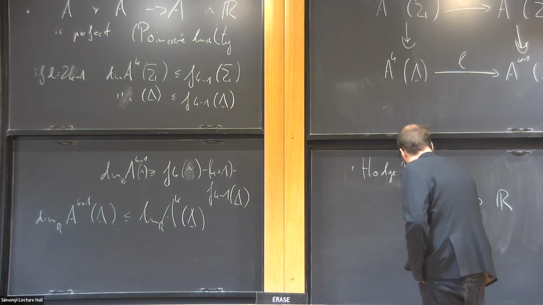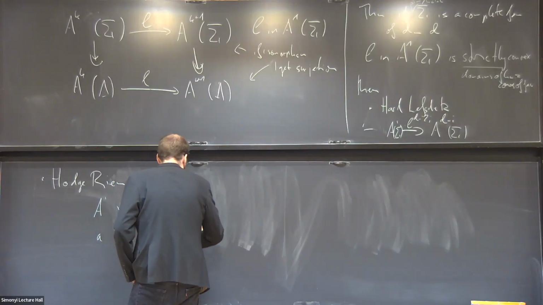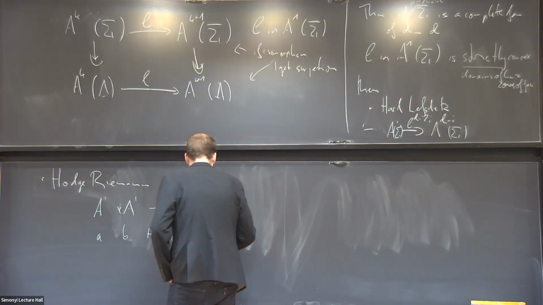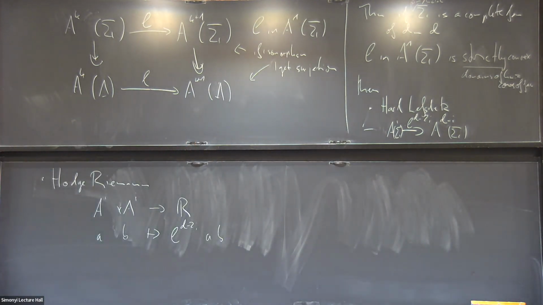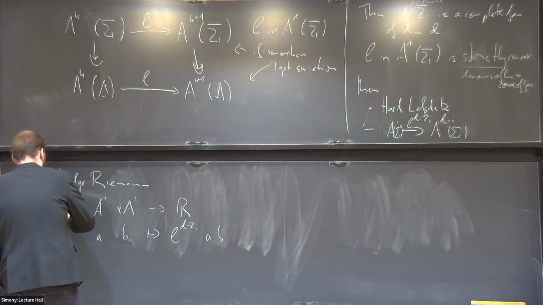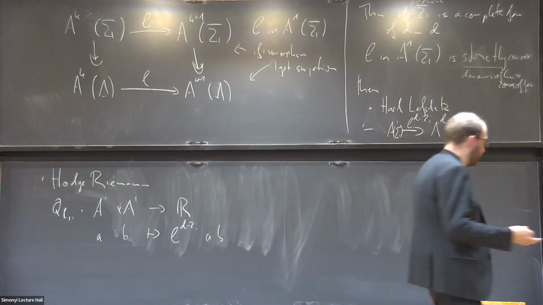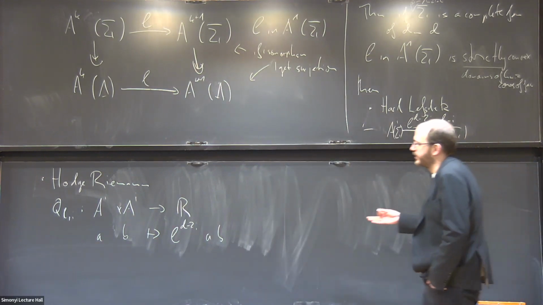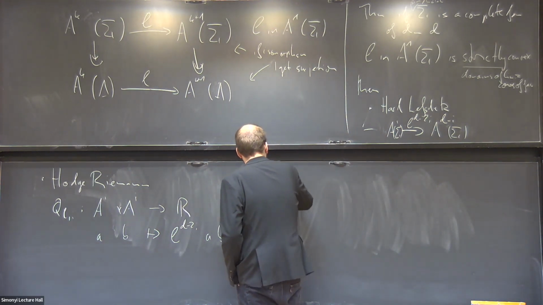So how do I go from A^i to the reals? Well, I take a and b, and I send them to L to the d minus 2i times a times b. All right, and now I'm in the top degree. And now this is just some quadratic form, that's Q_L^i. For the moment there's no property, but the property is the Hodge-Riemann relations.